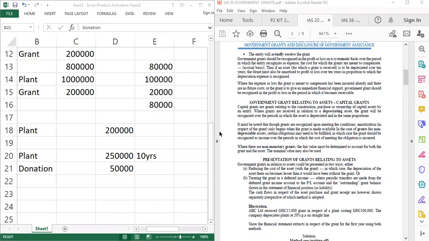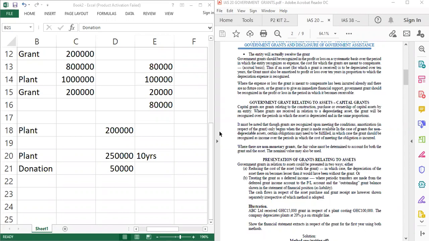But IAS 20 does not cover government donation. It's relating only to government grants. In the exam, the question will be on grants. But in practice, what if the government gave a donation on this? You should be able to treat the information so as to give a faithful representation of the financial statement.